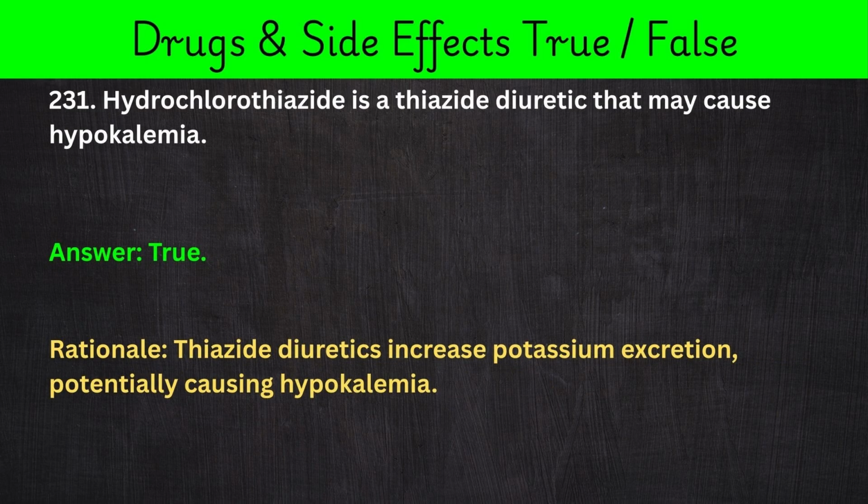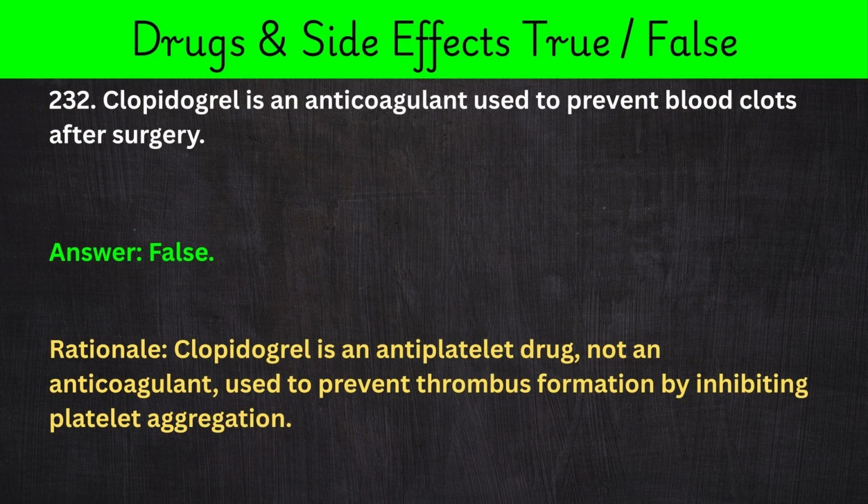231. Hydrochlorothiazide is a thiazide diuretic that may cause hypokalemia. Answer: true. Rationale: thiazide diuretics increase potassium excretion, potentially causing hypokalemia. 232. Clopidogrel is an anticoagulant used to prevent blood clots after surgery. Answer: false. Rationale: clopidogrel is an antiplatelet drug, not an anticoagulant, used to prevent thrombus formation by inhibiting platelet aggregation.